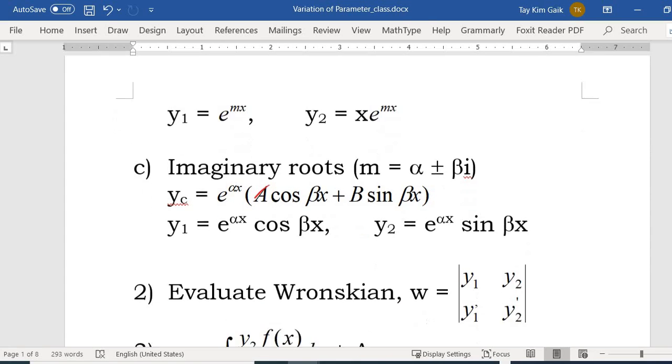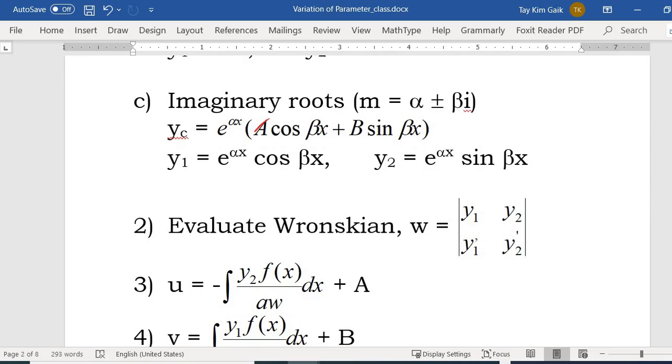Okay, second step, you evaluate the Wronskian, labeled as W. It is the determinant of: first row is y1, y2. Second row, you differentiate your first row, so it's y1 prime and y2 prime. You evaluate the determinant using the product of the main diagonal, which is y1 multiplied by y2 prime, minus the product of the other diagonal, which is y2 multiplied by y1 prime.